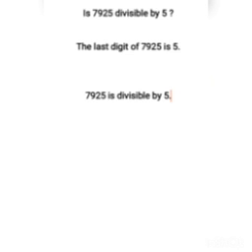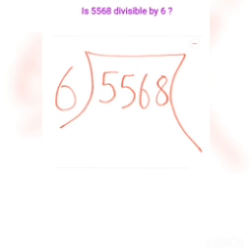So no matter how big the number is, I only need to look at the last digit. If it is 0, that means the number is divisible by 5, or if it is 5, then it means the number is divisible by 5.